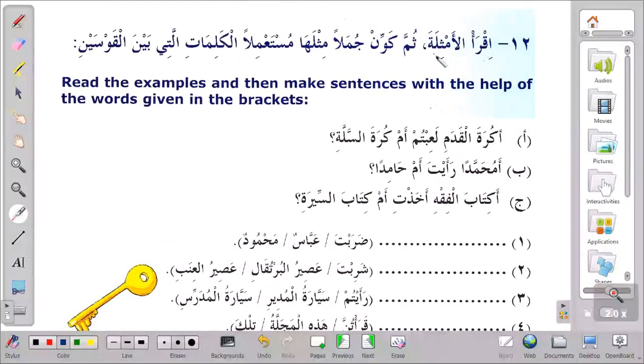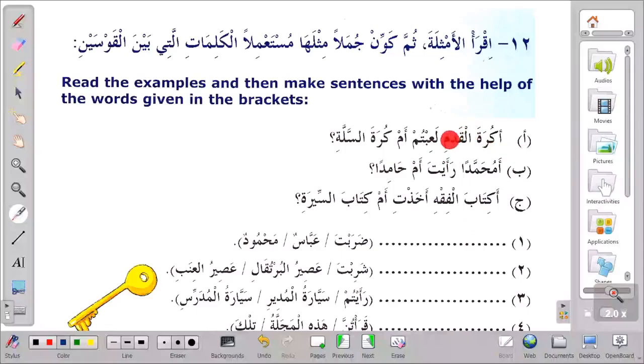Ikra il amsilata summa kawwin jumalan mislaha musta'milan il kalimati allati bayna al qawsayn. So, read the example, then form or make sentences like it. Just read here, and after that you make sentences like it, using the words in between the brackets. You can see there are words in the brackets. Use these particular words for each line to form sentences like this. So let's read it and see what they want.